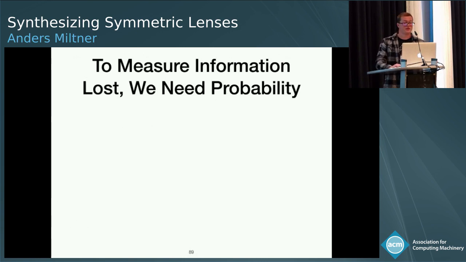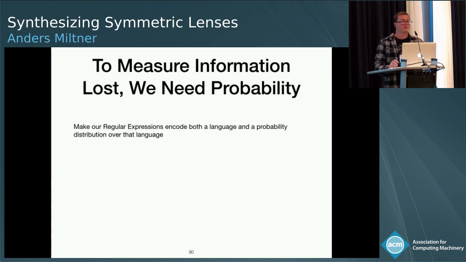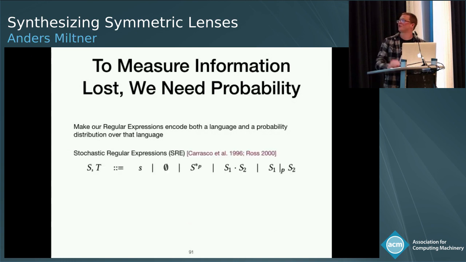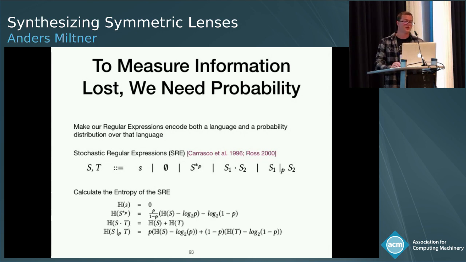But to talk about information, then, we now know that we need to have probabilities, but we just have regular expressions. So what we do is we make our regular expressions encode both a language as well as a probability distribution over the language. That's done with stochastic regular expressions. Note they're very, very similar to normal regular expressions, but they have these additional probability annotations. These annotations describe how likely it is in a disjunction to take the left or the right branch, and in an iteration to continue iterating. And we can actually calculate purely syntactically the entropy of the stochastic regular expression, provided that the input SRE is unambiguous.